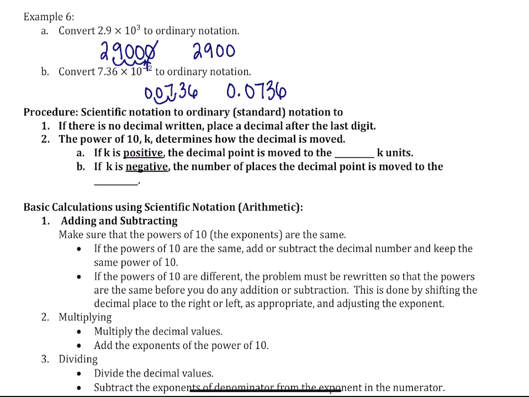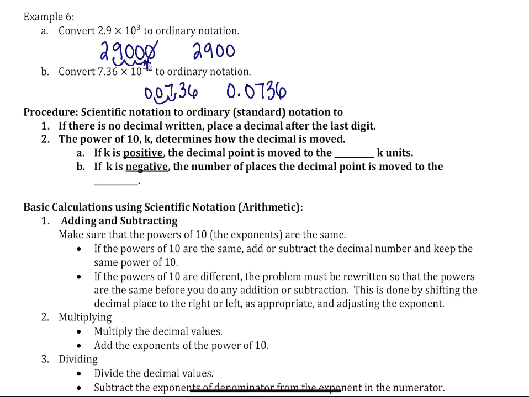So the procedure written out in steps. The first thing, if there's no decimal written, go ahead and write a decimal after the last digit. Now usually there will be a decimal there, but just in case, you can just write a decimal after the digit.